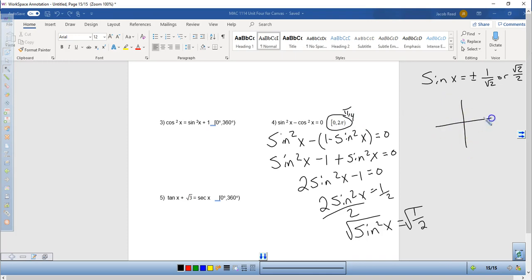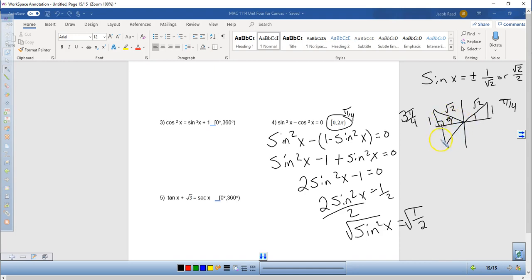So looking at this from a picture format, I know that I need 1 over square root of 2. This is 45 degrees, or pi over 4. So that's the first one. Over here, I've got 1, there's my root 2. Here's theta. This one over here is 3 pi over 4, because we're talking about 180, subtract a pi over 4.